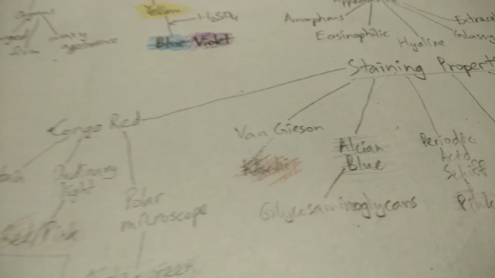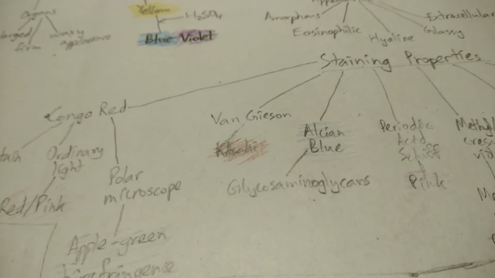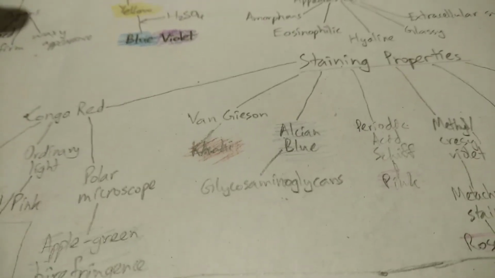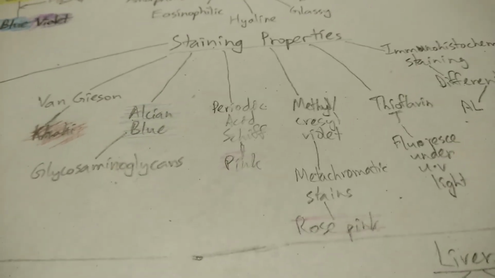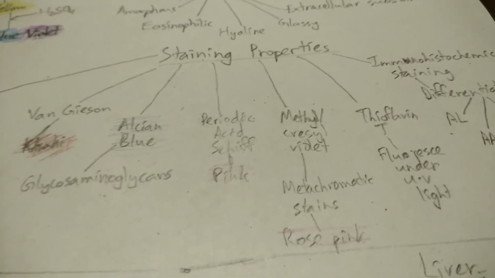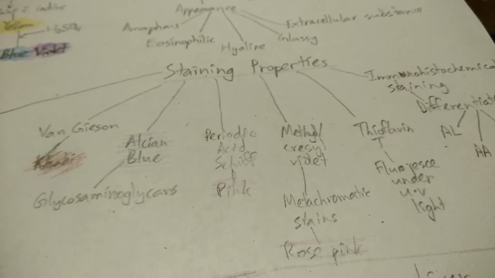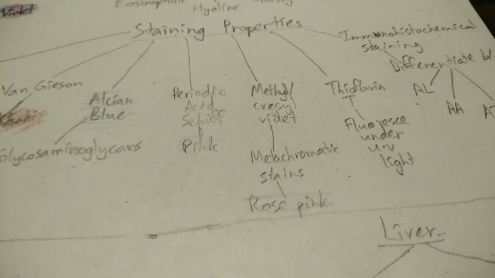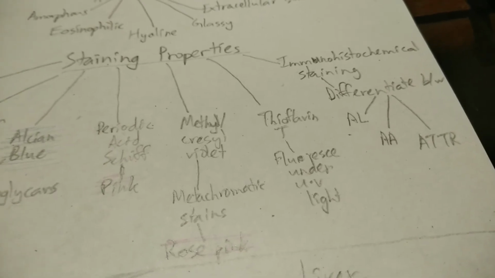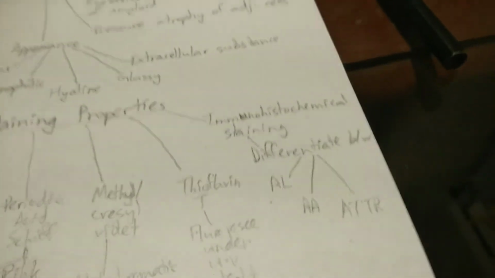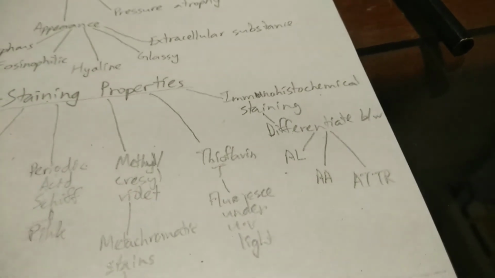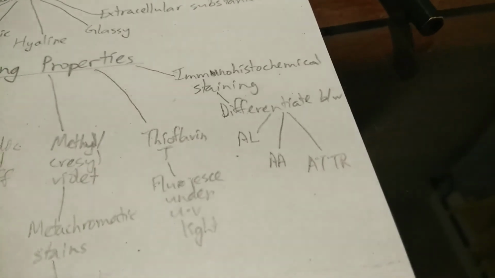Other stains which you can use are Van Gieson stain, which gives a khaki color, or Alcian blue stain, which is commonly used for glycosaminoglycans type of amyloidosis, which is the minor form. Periodic acid Schiff can be used, and you find a pink color. And methyl or cresyl violet can be used, which produces a metachromatic pattern of staining, and it gives a rose pink color. Thioflavin T fluoresces under UV light, so you can use it specifically under UV light to diagnose it. And immunohistochemical staining can be used to differentiate between AL, AA, and ATTR types of amyloidosis.